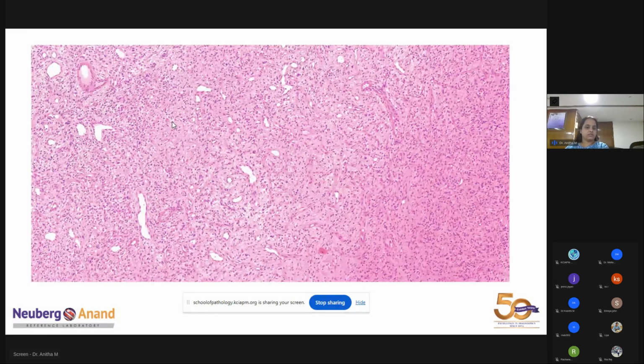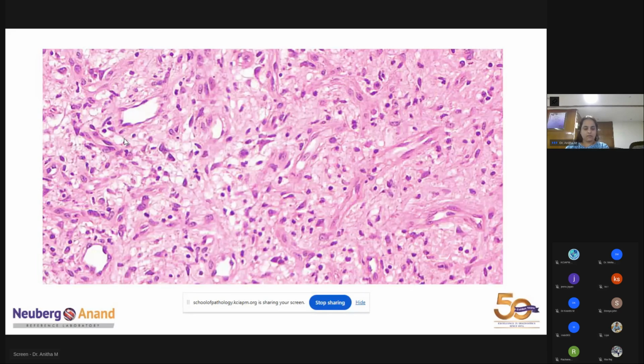On higher magnification, we can see that there are spindle-shaped cells which are arranged haphazardly. There is no particular pattern of arrangement. Admixed with them are thin-walled blood vessels. On higher magnification, these spindle cells have a bland nuclear morphology, scant cytoplasm. There is no mitosis or necrosis anywhere in the slide.